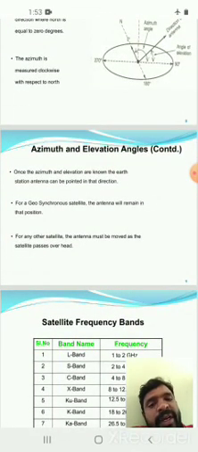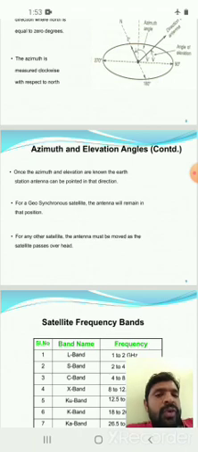Once the azimuth and elevation angles are known, the earth station antenna can be pointed in the direction of the satellite. By using the elevation and azimuth angles, the antenna can be pointed directly toward the satellite. For a geosynchronous satellite, the antenna will remain in the same position.